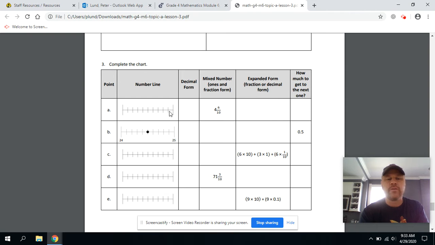If we're representing it on the number line, what we would do is label 4 on this end, 5 on this end, knowing that there are 10 tenths in between the 4 and the 5, so that we could say 4, 1 tenth, 2 tenths, 3 tenths, 4 tenths, 5 tenths, 6 tenths, and we would put the dot right here, 4 and 6 tenths.